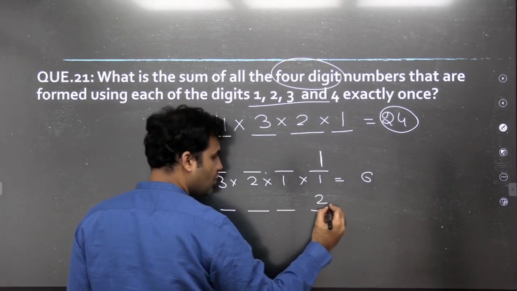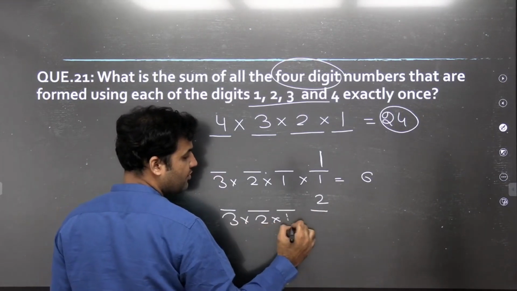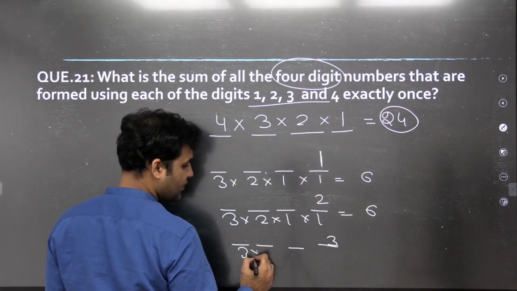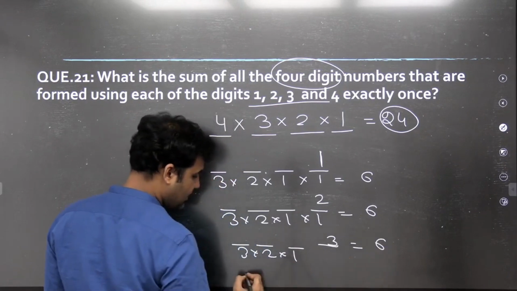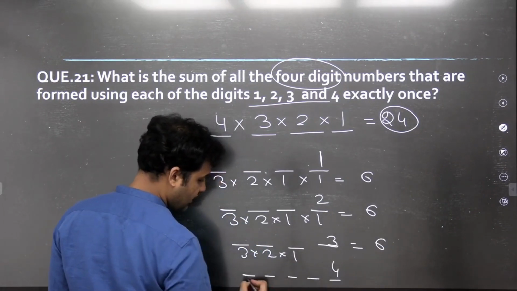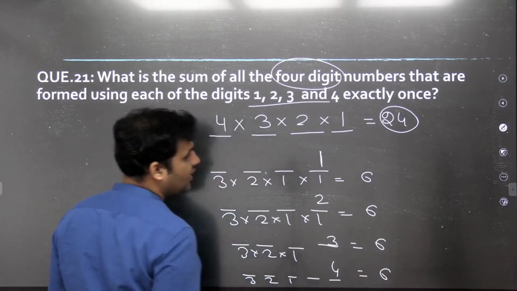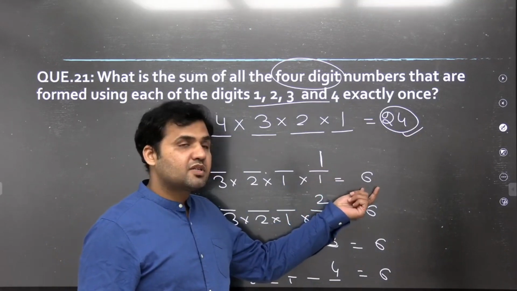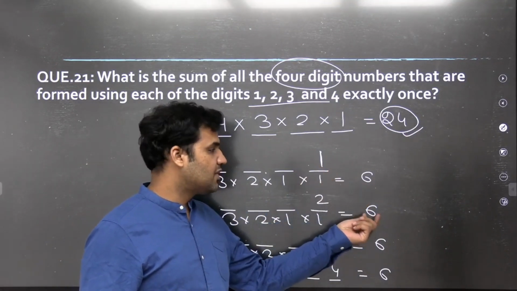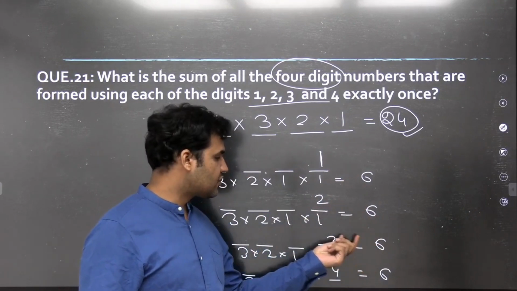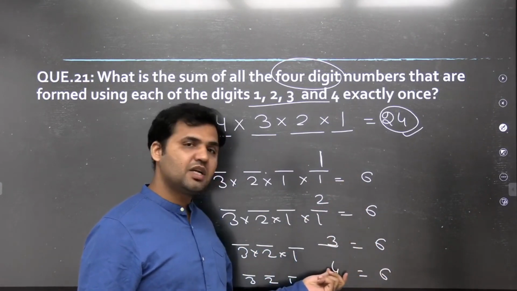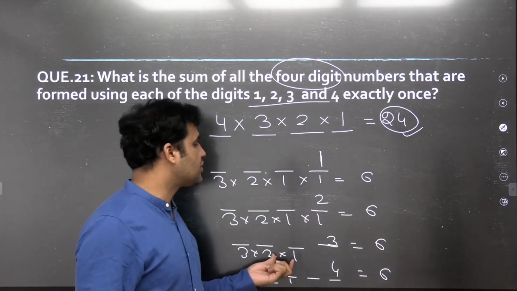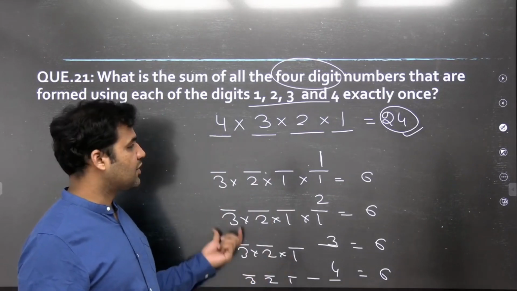Similarly, if I place 2 over here, you will again have 6 more numbers. If I place 3 over here, you will again have 6 more numbers. And if I place 4 over here, you will again have 6 more numbers. So out of these 24 numbers, there will be 6 numbers with unit digit as 1, 6 numbers with unit digit as 2, 6 numbers with unit digit as 3, 6 numbers with unit digit as 4. And same is the case for tens place also, same will be the case for the 100th position also, and same will be the case for the 1000th position also.